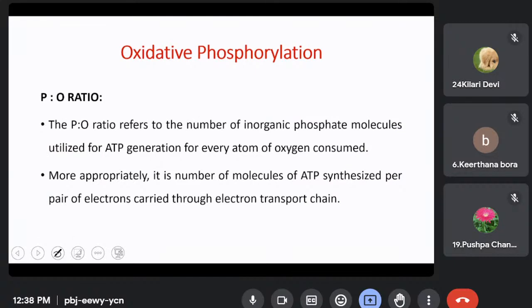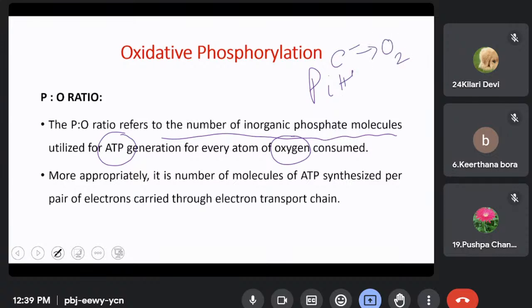So what is the P to O ratio? The P to O ratio refers to the number of inorganic phosphate molecules, that means phosphate which is not bound to any organic compound. It is free, let us say so. So the number of inorganic phosphate molecules utilized for ATP generation for every atom of oxygen consumed. So electrons are transferred, along with protons, to what? They are transferred to oxygen. So for every oxygen atom, a certain amount of electrons are received, and during this, what is happening?